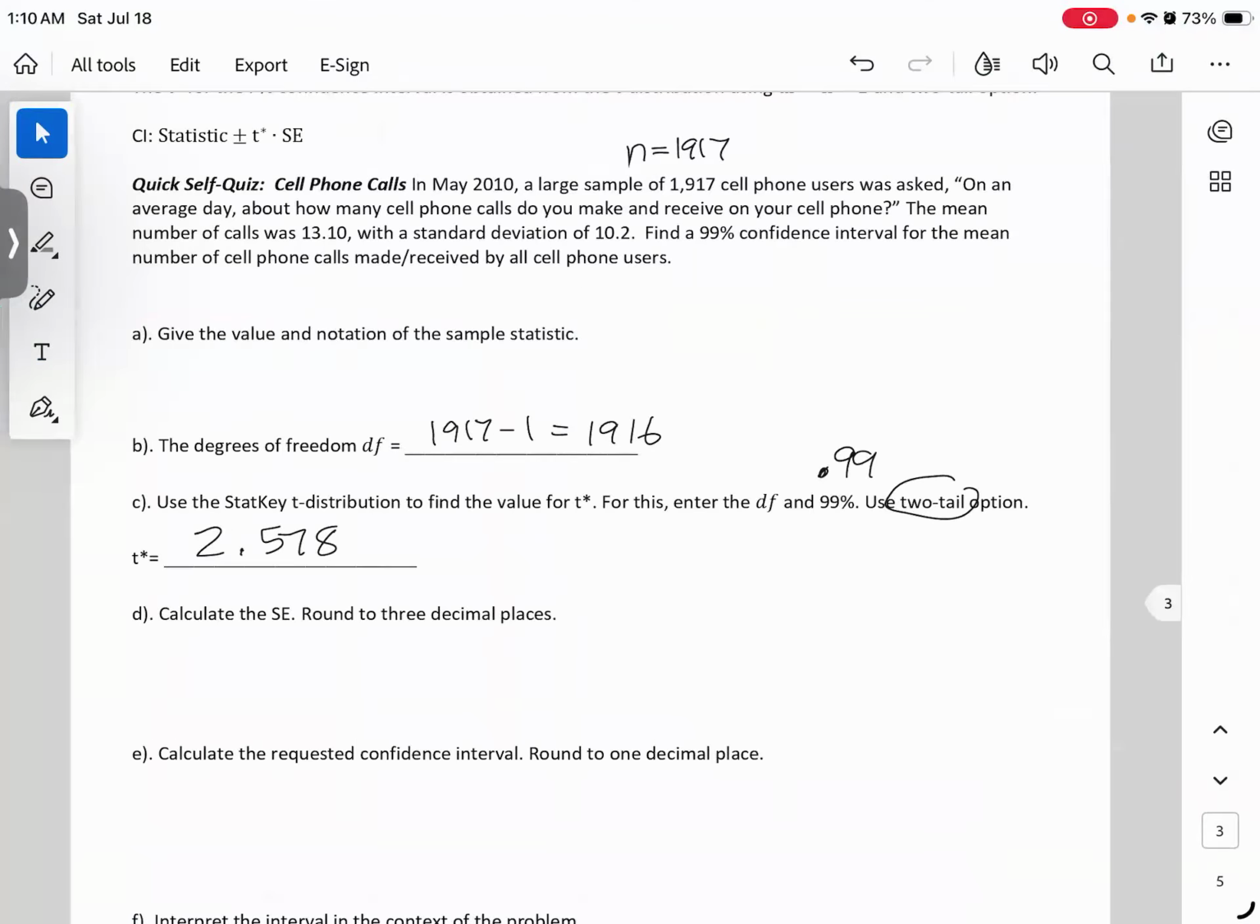But the rest of the problem you should be able to do. Go ahead and pause the video and try it. Use the last example, and then in a few moments, I'll give you at least the answers.